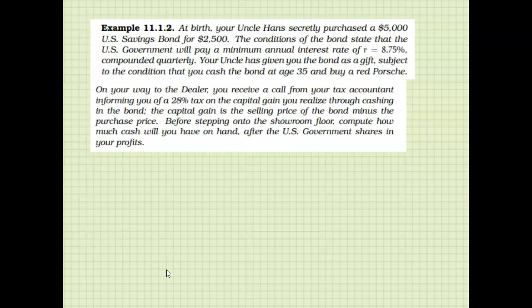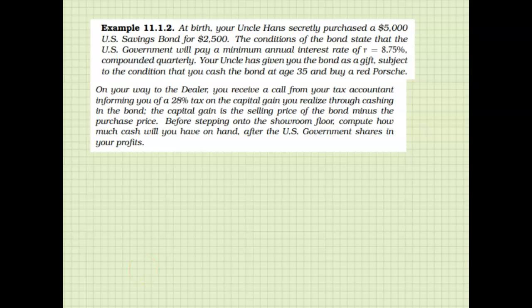I wish I had an uncle like that. Anyway, on your way to the dealer, you receive a call from a tax accountant informing you that there is a 28% tax on the capital gain you realize through cashing in the bond. The capital gain is the selling price of the bond minus the purchase price. Before stepping onto the showroom floor, compute how much cash you will have on hand after the U.S. government shares in your profits.